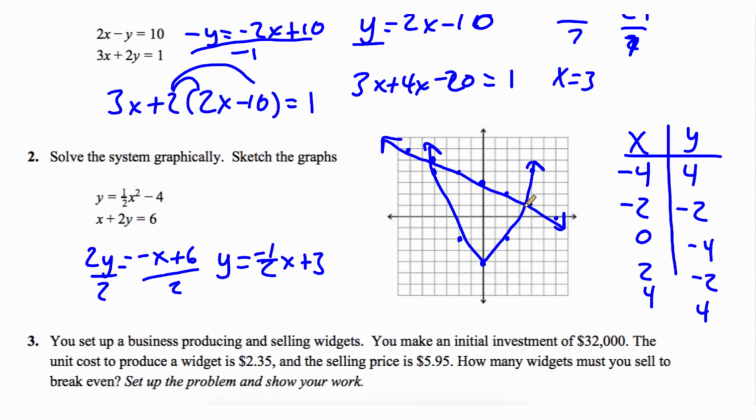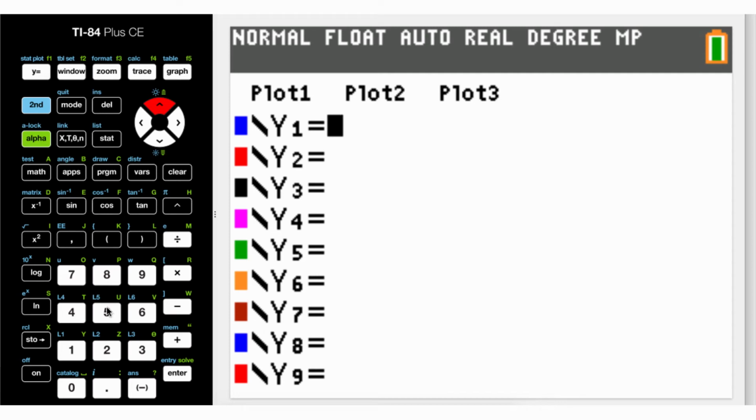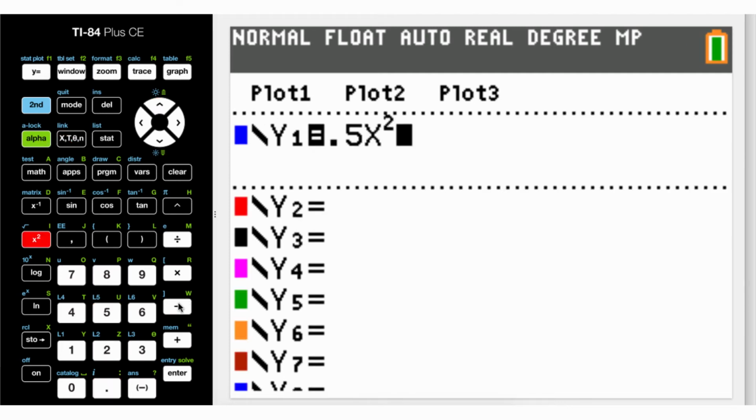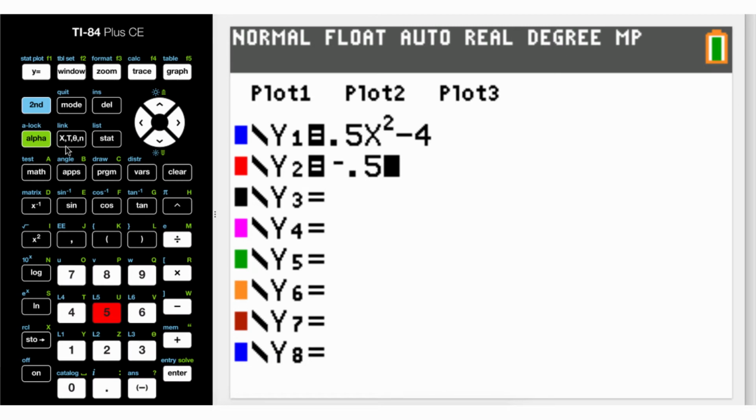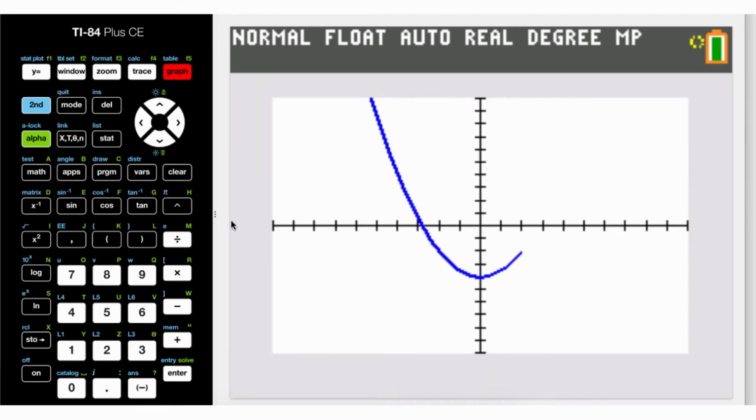Now that doesn't really give us an exact place or places where these graphs intersect. So I'm going to graph these out on my calculator as well. For our first equation, we had a half x squared, so I'm going to enter 0.5 x squared minus 4. And for our other equation, we had negative a half, so I'm going to enter negative 0.5 x plus 3. So if we graph those out, here are our two graphs.